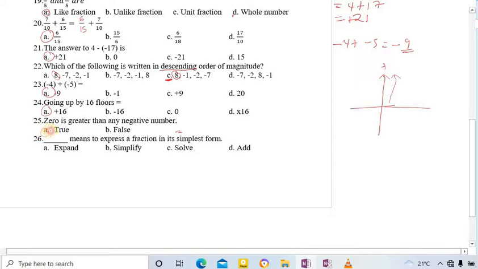So it's true. Okay, that means to express a fraction in its simplest form. So the word even betrays the answer. The question betrays itself. So simplest, simplify. So your answer is B. Okay, next set of questions.